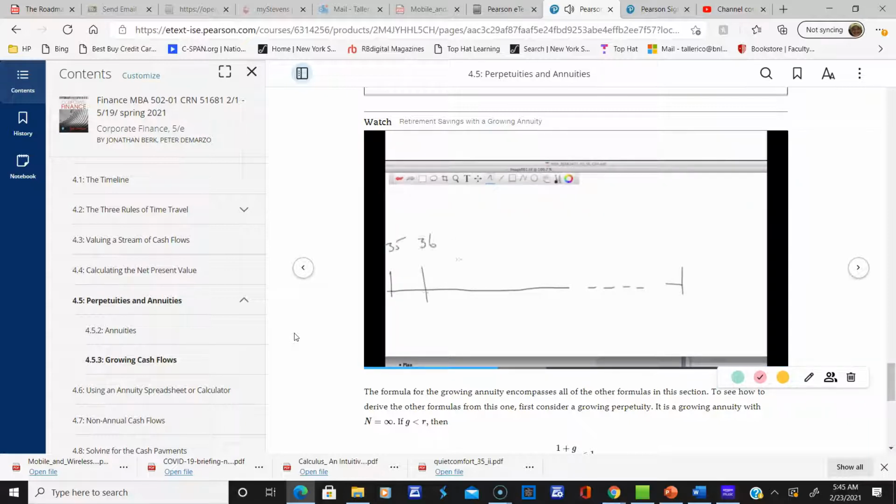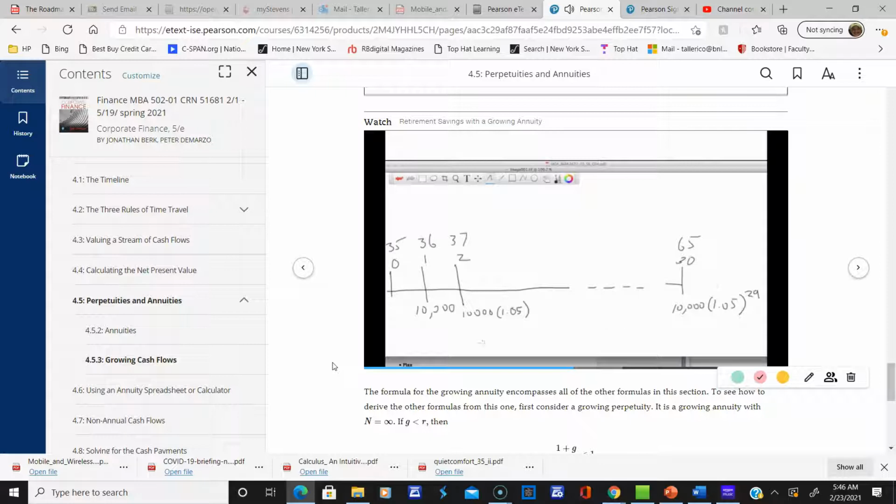Let's start by putting the cash flows on a timeline. The first cash flow occurs a year from today when Ellen is 36, and that's $10,000. A year later, when Ellen is 37, the cash flow will be $10,000 growing at 5%, so $10,000 times 1.05. And that continues all the way until Ellen is 65, when the last cash flow is $10,000 growing for 29 years at 5%.